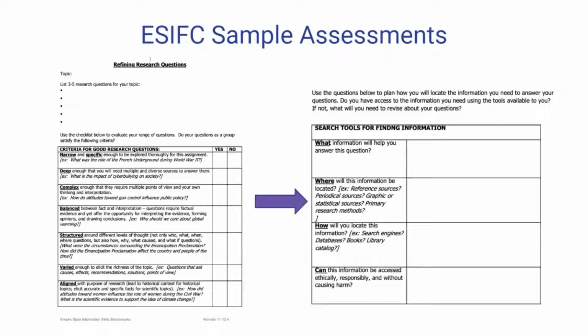refining research questions. So these assessments are available for grades pre-K through 12 and run the gamut from what's the main idea all the way up to evaluating information or refining research questions or locating information with various sources. All of the graphic organizers are available in Word, so they can be downloaded and customized for your students. They're also available as Google Docs, so you can easily integrate them into your Google Classroom.